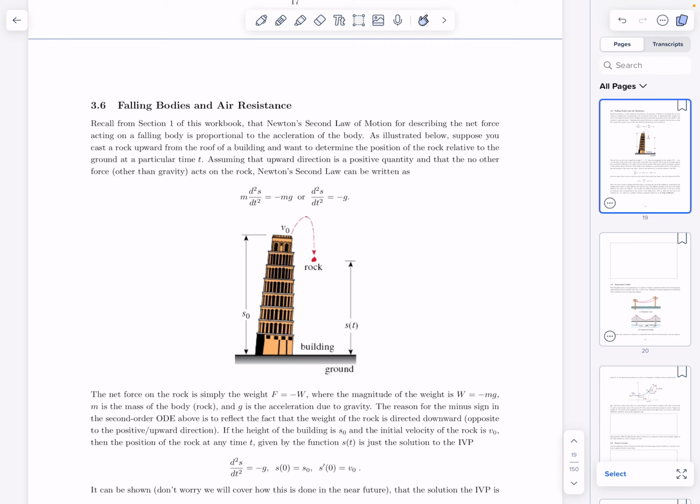And so what we're looking at here is a building, looks like the Leaning Tower of Pisa, and we're tossing a rock off the top of it. And we're very interested to use a differential equation to describe the position of that rock as it's falling.